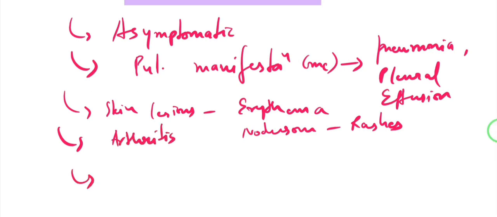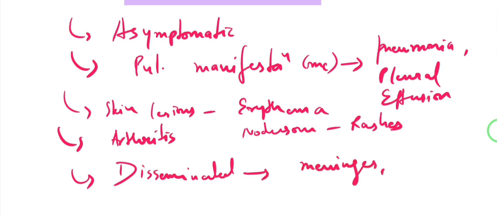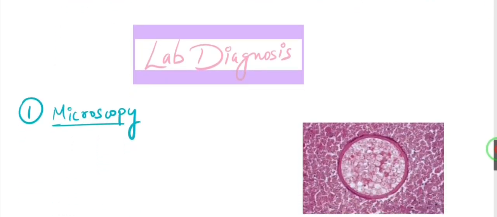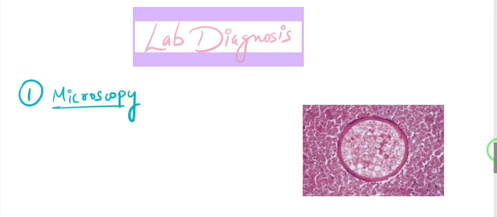And in cases of disseminated coccidioidomycosis, in HIV infected people, there can be involvement of meninges, skin, and bone. Now, how are you going to diagnose it? So for the lab diagnosis, you are going to take up the biopsy, and you are going to stain it with some Romanowsky stain like GMSA.